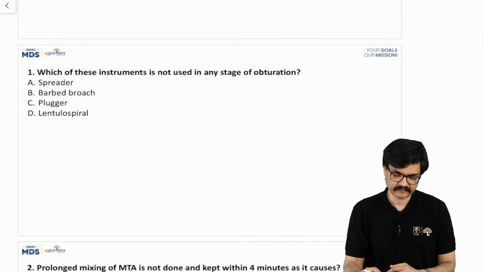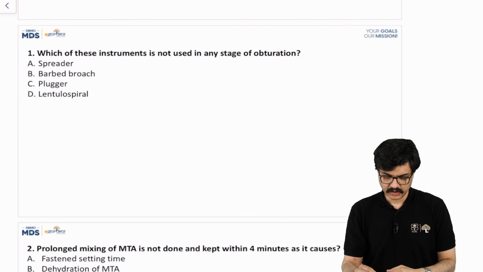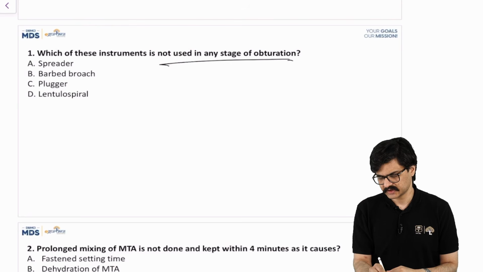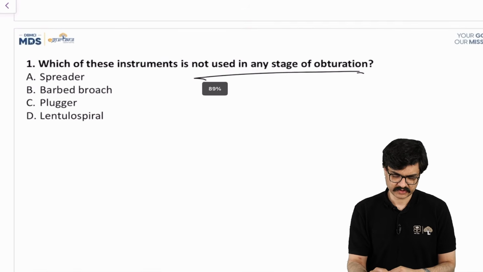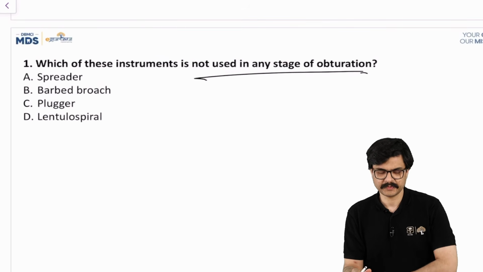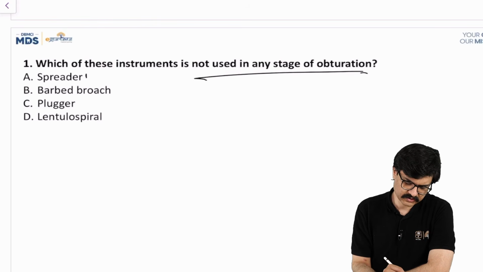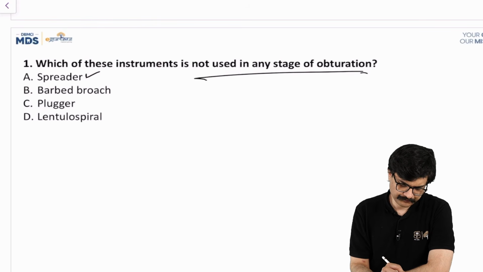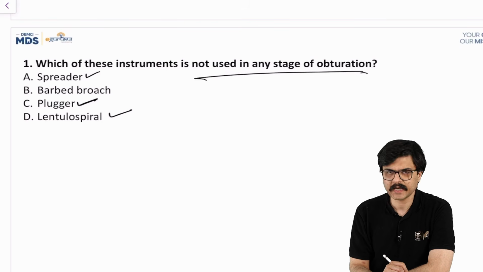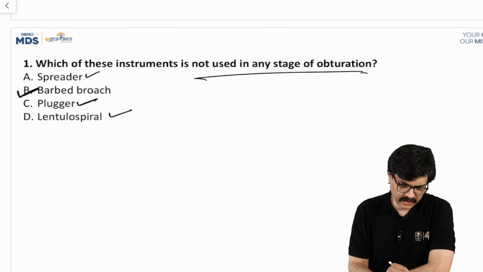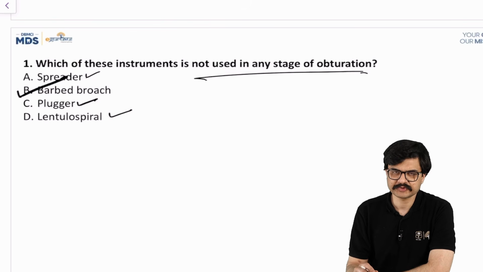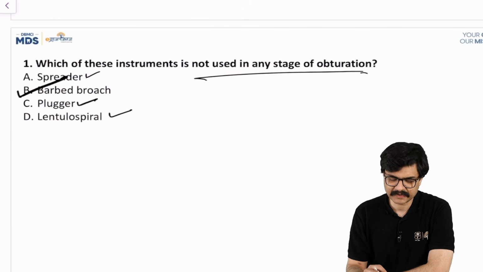First question, which of the following instruments is not used in any stage of obturation? This is from your endodontic armamentarium. You use a spreader for lateral compaction, pluggers for warm vertical compaction, and a lentulo spiral for application of sealer. So barbed broach is not used during obturation. That is basically for pulpectomy.